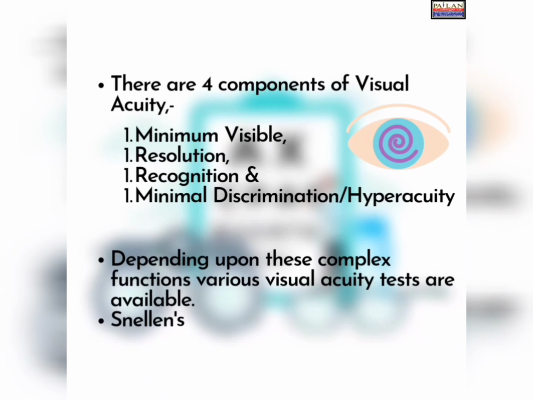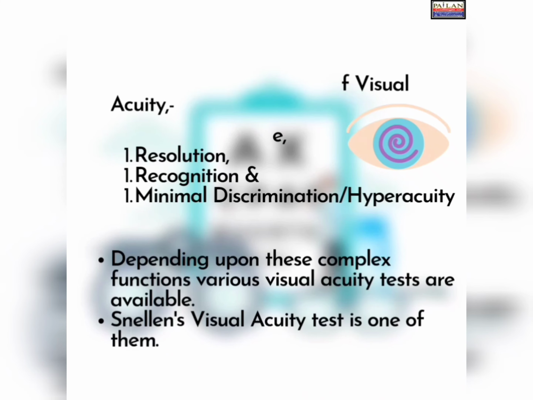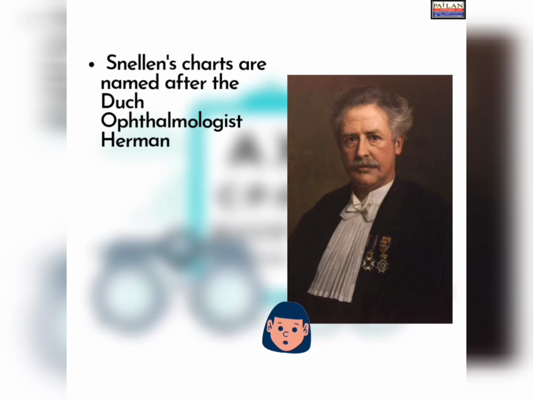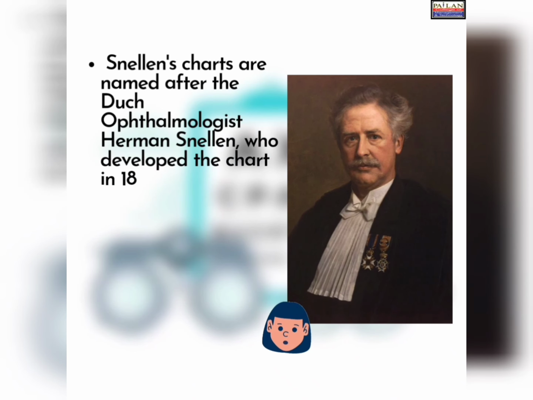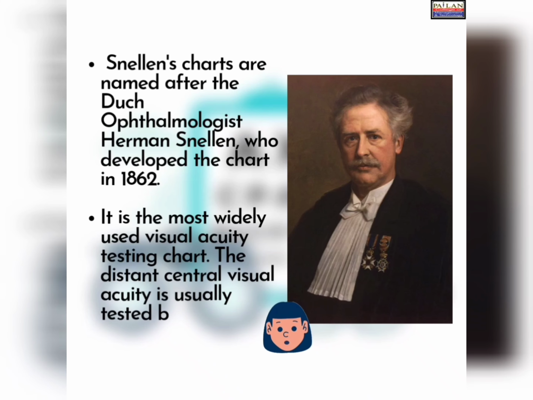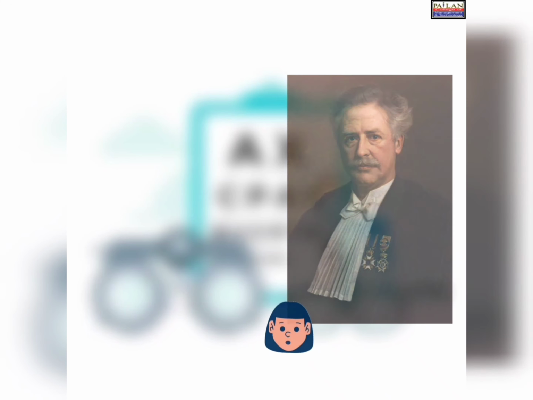Depending upon these complex functions, various visual acuity tests are available. Snellen's visual acuity test is one of them. The chart is named after the Dutch ophthalmologist Herman Snellen, who developed it in 1862. It is the most widely used visual acuity testing chart. The distant central visual acuity is usually tested by the Snellen's chart.